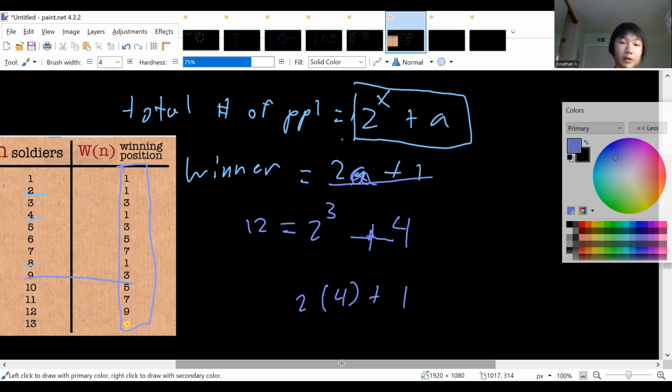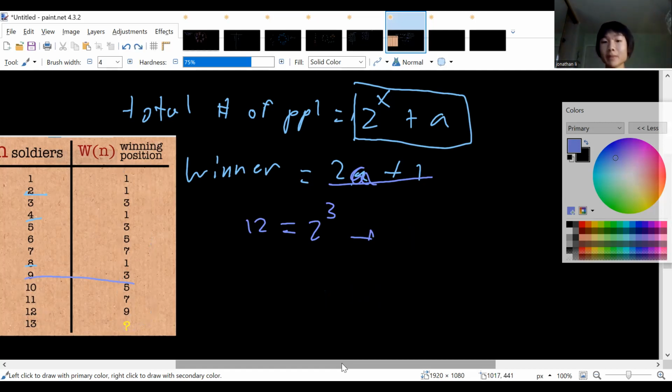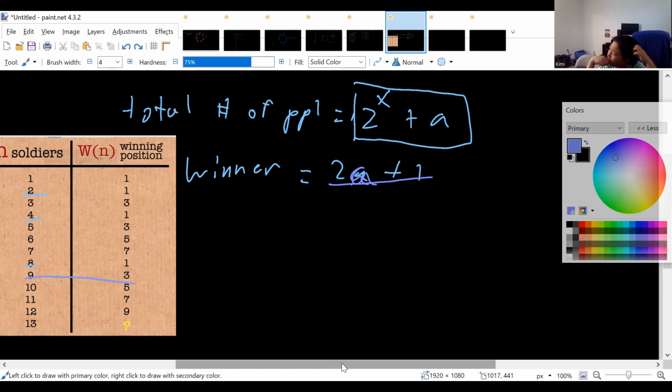Exactly. So we're going to try to figure out 13 here, right? Using the pattern that we found. So first of all, is 13 a power of 2? I don't think so. Yeah, it's not a power of 2. So we know automatically it's not going to be 1, right? So now we have to use this one. So 13, what can we write it as? In terms of a power of 2 plus something.